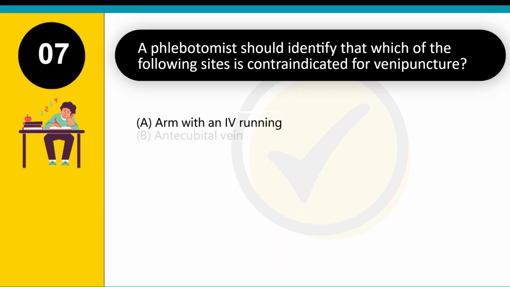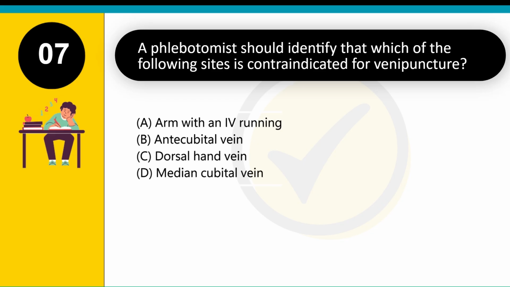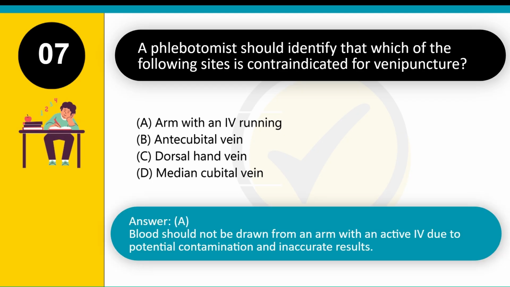A phlebotomist should identify that which of the following sites is contraindicated for venipuncture. A. Arm with an active IV. B. Antecubital vein. C. Dorsal hand vein. D. Median cubital vein. Answer A. Blood should not be drawn from an arm with an active IV due to potential contamination and inaccurate results.